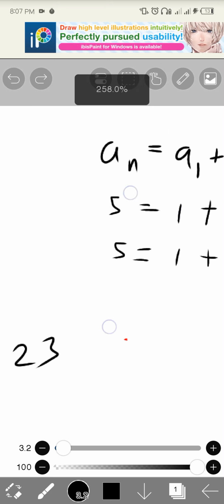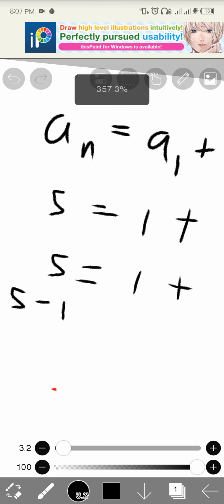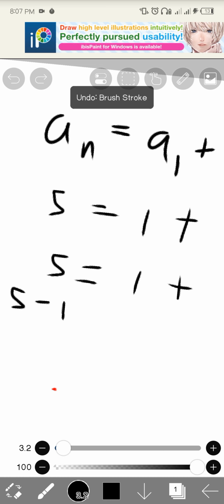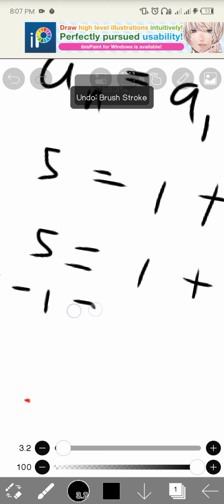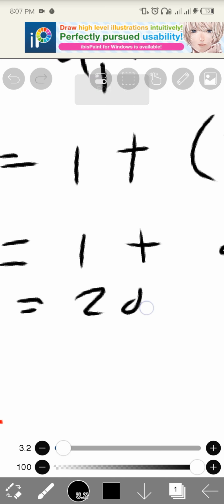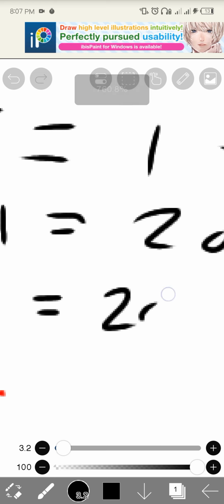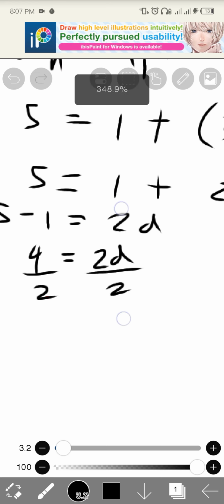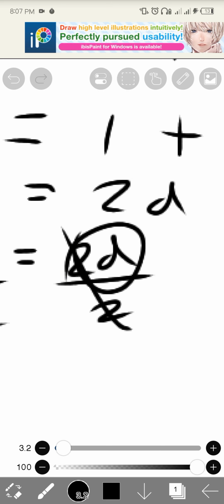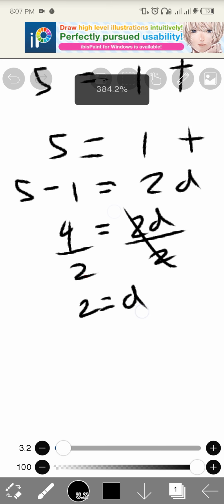So it becomes 5 minus 1, no? There's an invisible positive. When moved, the sign swaps. So 5 minus 1 equals 2d. And we all know 5 minus 1 is 4, so 4 equals 2d. Then we divide by 2 to isolate the variable. 4 divided by 2 is 2, which means d is equal to 2.